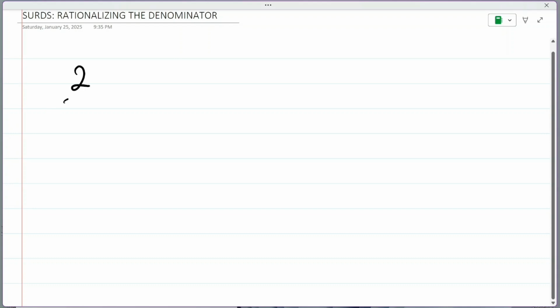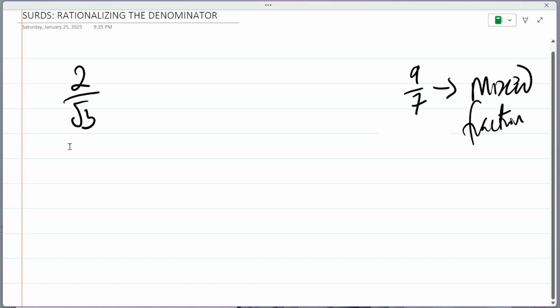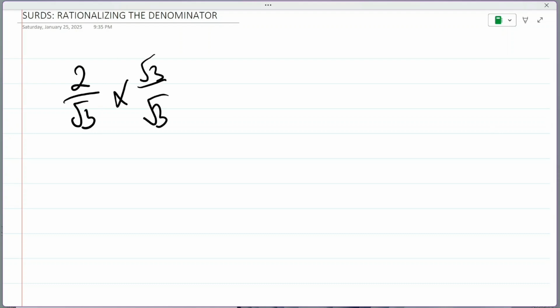Let's say, for example, you have 2 over root 3. This can be compared to improper fractions under fractions, where you have, for example, 9 over 7. There you have to convert from improper fraction to mixed fraction. But in surds, you don't leave your final answer, except in some cases, with roots at the bottom. So we rationalize. We multiply by the same root at the numerator level and at the denominator level. We use the exact root of the denominator to multiply both the numerator and the denominator. So you have times root 3 over root 3.